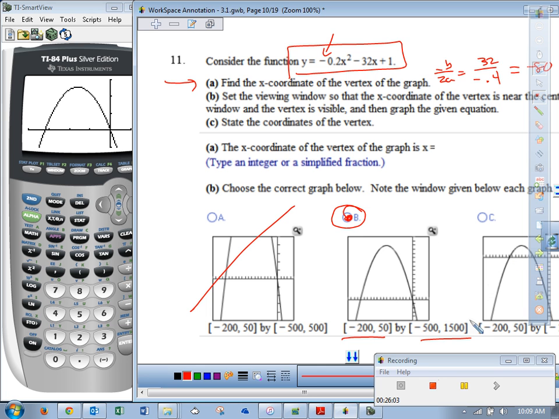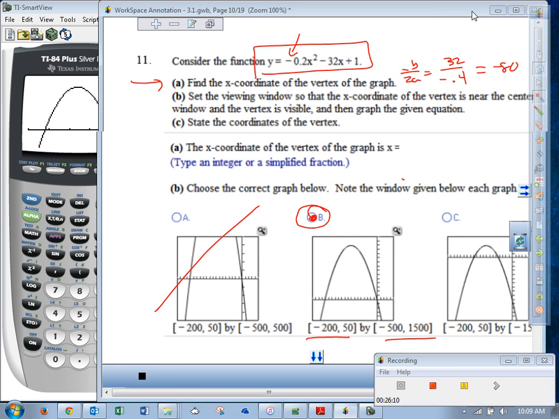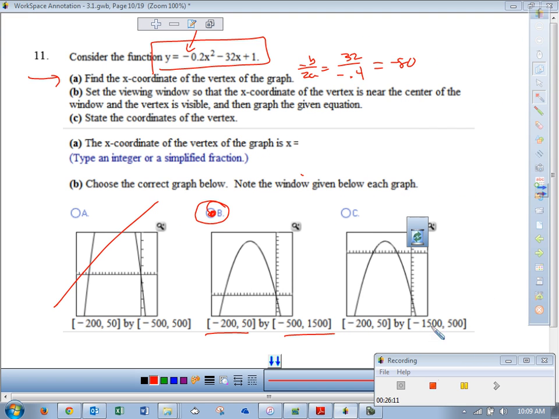If you try to do it on choice C, it just wouldn't work. What's the difference between those 2? The window. See, the window, this is backwards, right? And it just doesn't show the right thing is why that's wrong. So always easy to just graph them both.